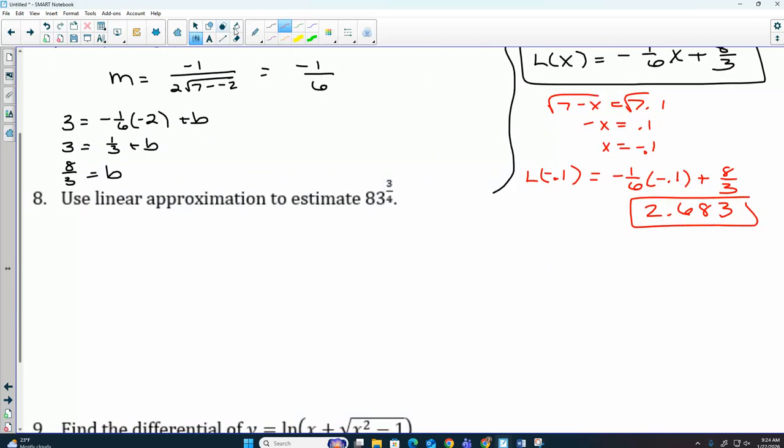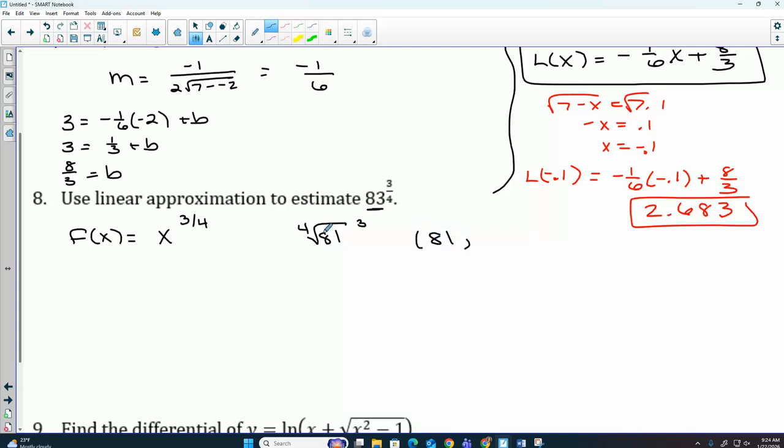Okay, so another linear approximation. This time we need to find our function. We have something to the 3/4 power, so my function is just x to the 3/4. We need an a value. That's something close to 83 that we could find to the 3/4 power. Keep in mind, a 3/4 power means the 4th root of something cubed. What's a number close to 83 that we can do the 4th root of? 81. So my a is 81.